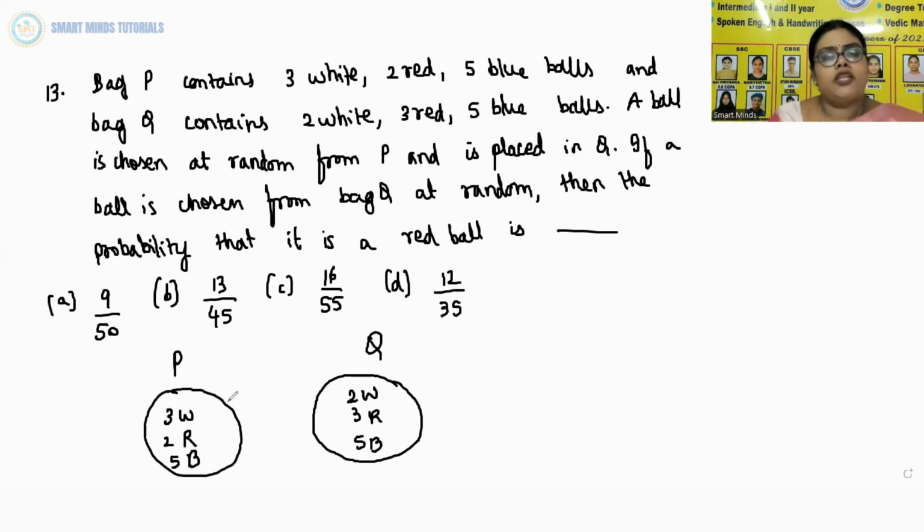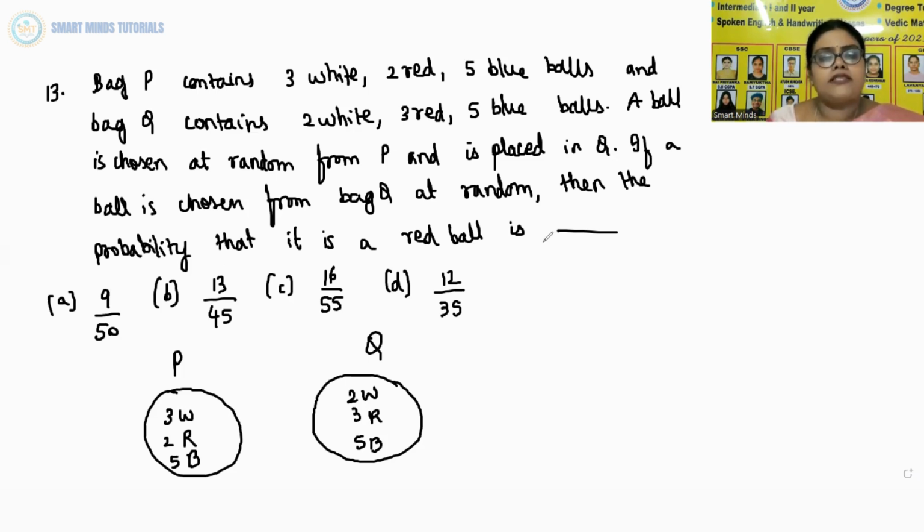A ball is chosen at random from P and it is placed in Q. So if a ball is chosen from bag Q at random, then what is the probability that it is a red ball? That is the question.